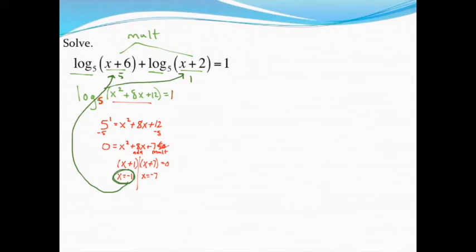Compare this, though, to what happens when I try negative 7. If I take negative 7 and plug that back in for either x in the original problem, well, negative 7 plus 6 is negative 1. That's bad. I cannot do the log of a negative number. If I check over here, negative 7 plus 2, well, that's negative 5. Again, negative. It doesn't matter. If any of them is negative, you can't use it.